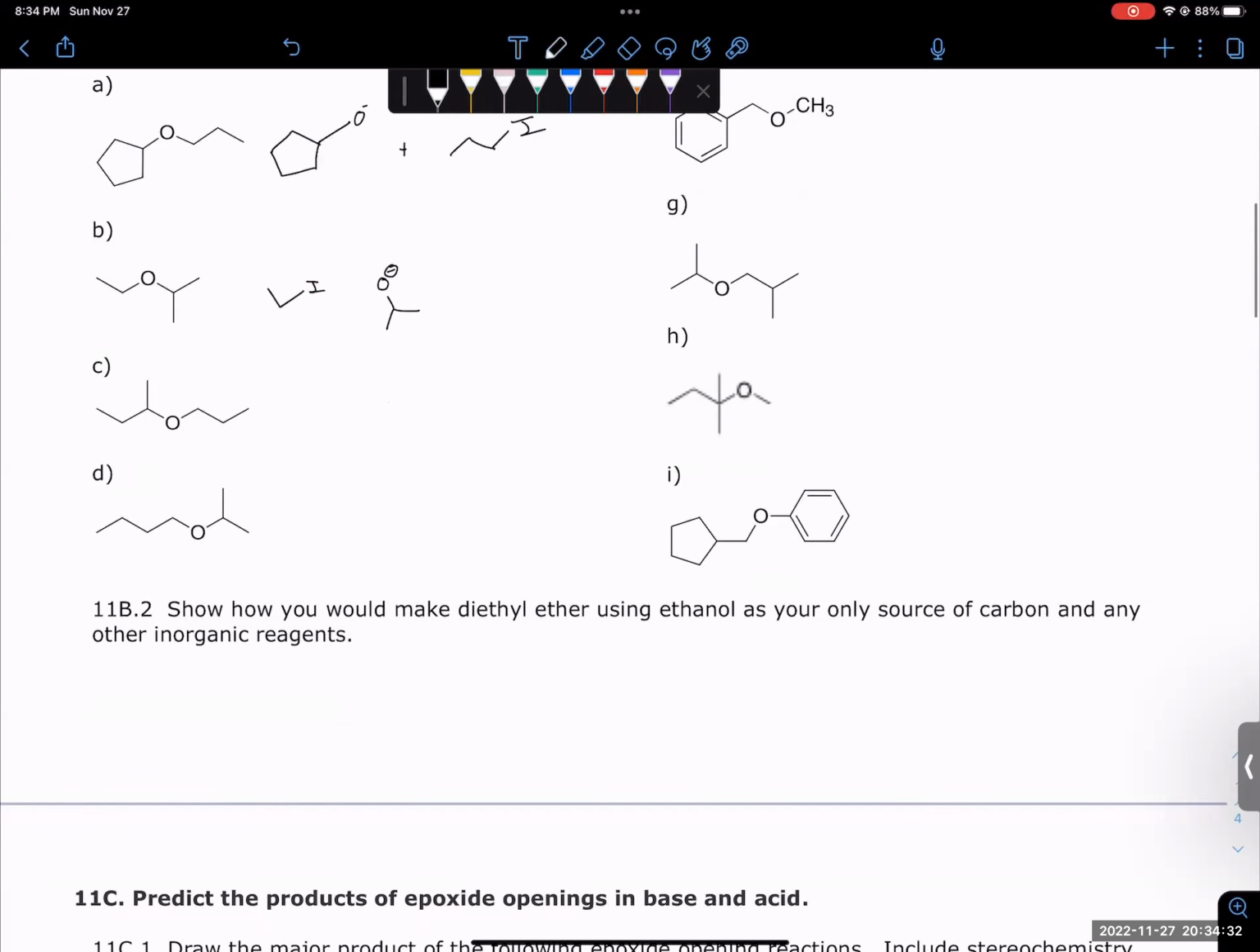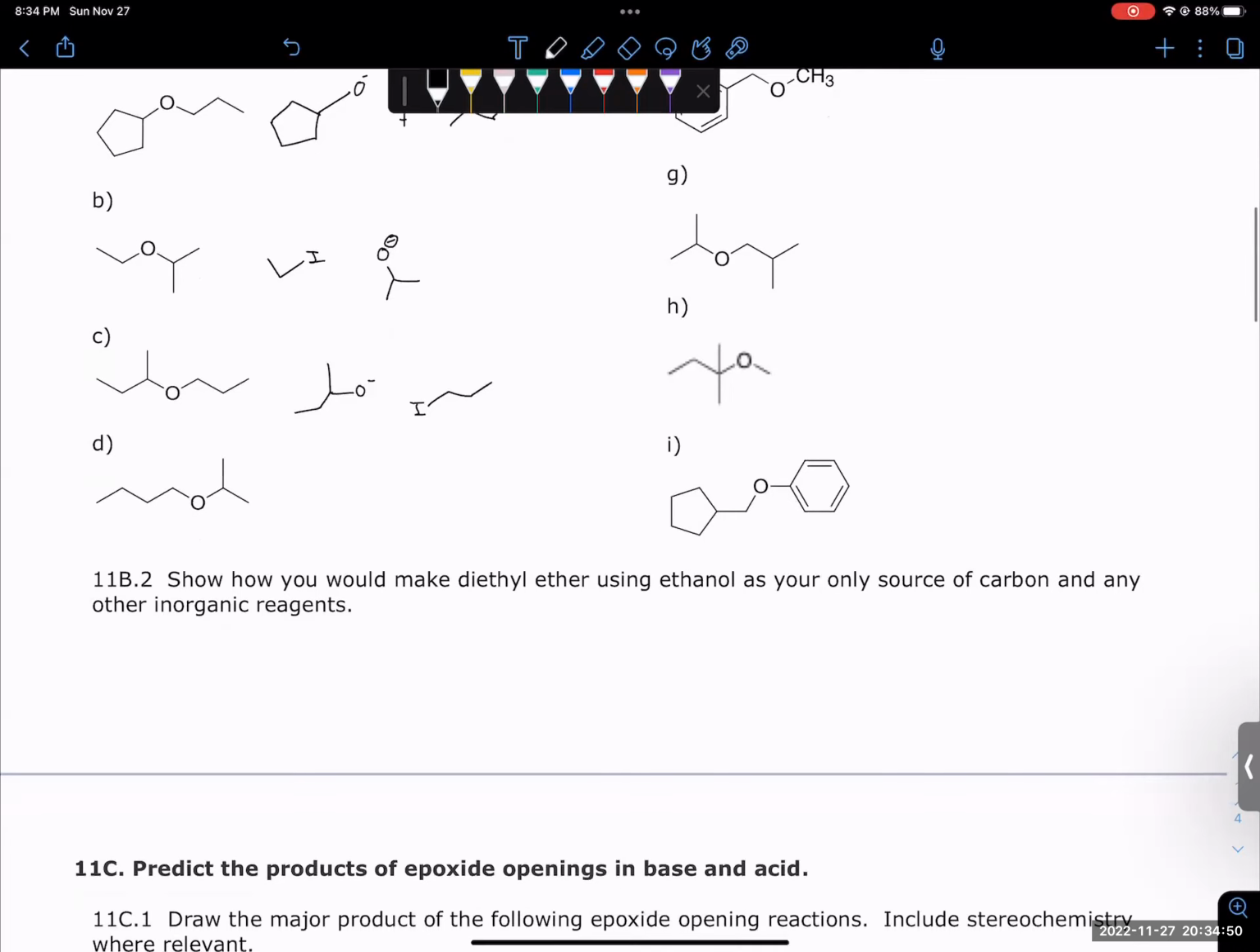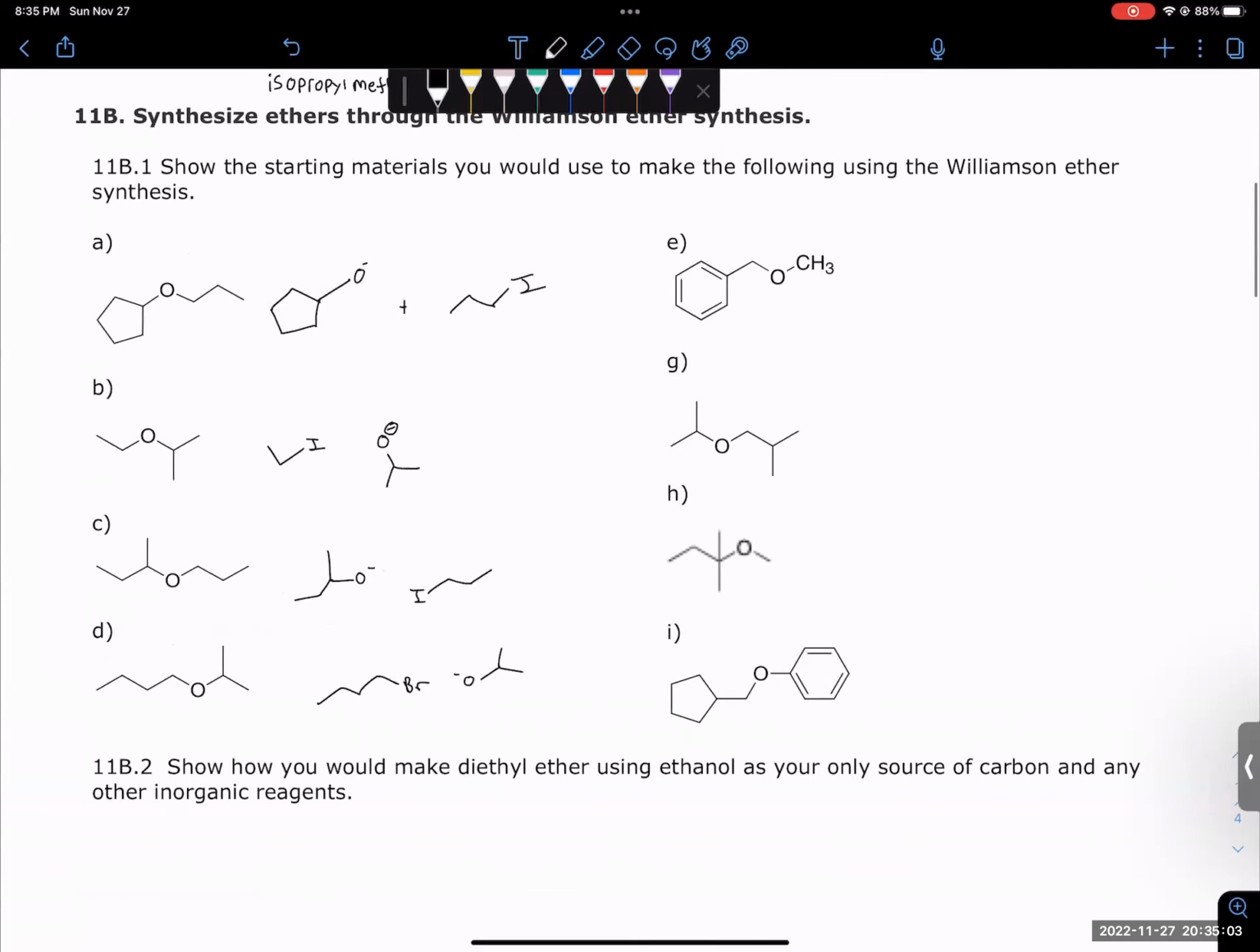So the second one here, we would want to do something like this. And then our alkyl halide would go here. And we want our alkyl halides to be primary, just so that way we have primarily substitution. D would be something like this. And I'll switch it up, I'll just put bromine for why not. And that would be our starting materials there.